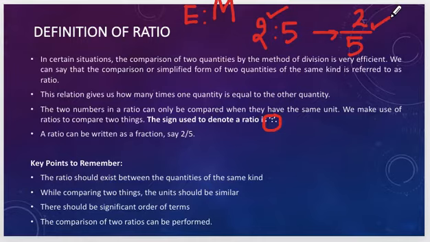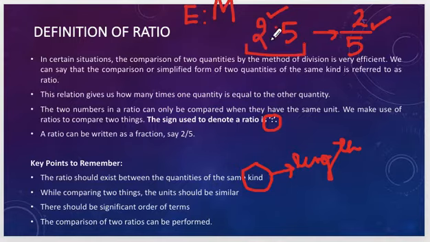Now there are some points that we need to remember. They are that the ratio should exist between the quantities of the same kind. I told you, if I'm comparing lengths, the numerator and the denominator should be lengths only. Over here I was taking marks, so both numerator and denominator should be marks only. If I'm comparing the age, numerator and denominator should be age only. If I'm comparing the weight, they should be weight only.